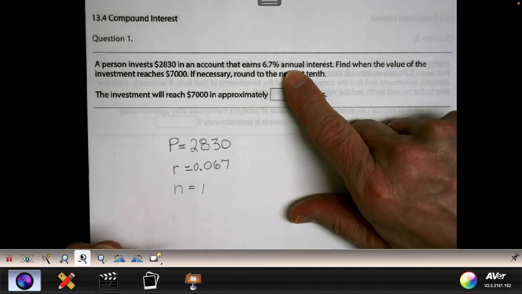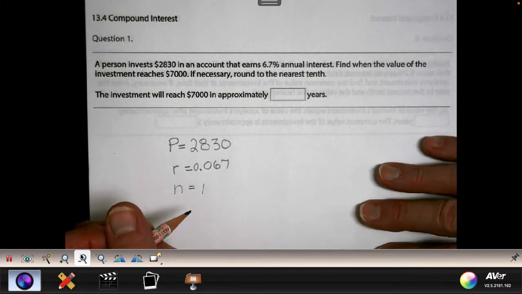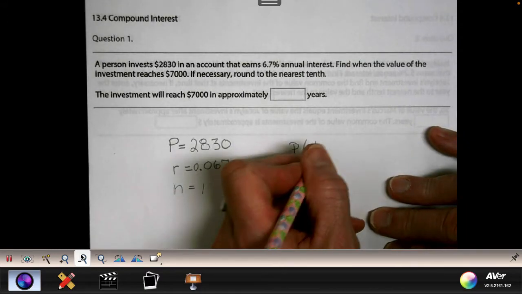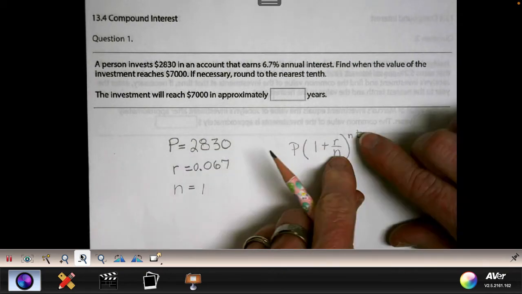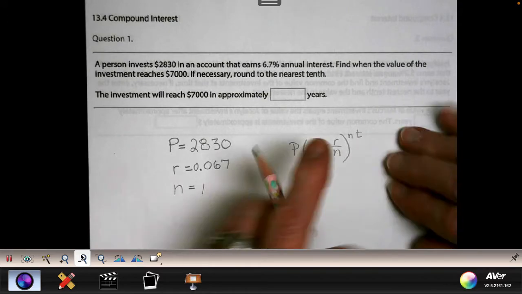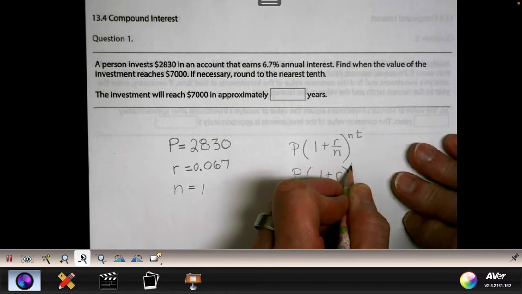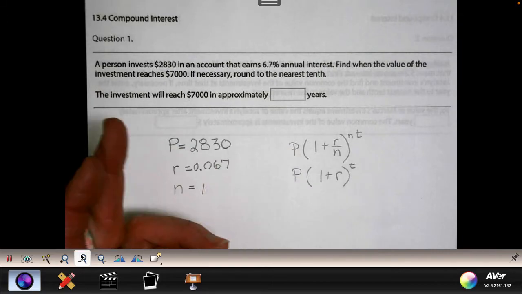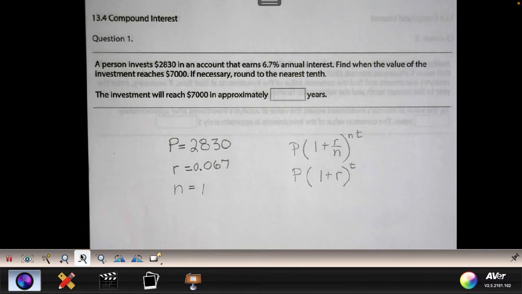N equals 1. And they gave you 2 different formulas, but if you just use the one formula, P times 1 plus r over n to the n times t, if n is 1, it just changes to P times 1 plus r to the t. You see, these two are the same, but when n equals 1, you can use the bottom one. It isn't like you're having to remember different formulas.